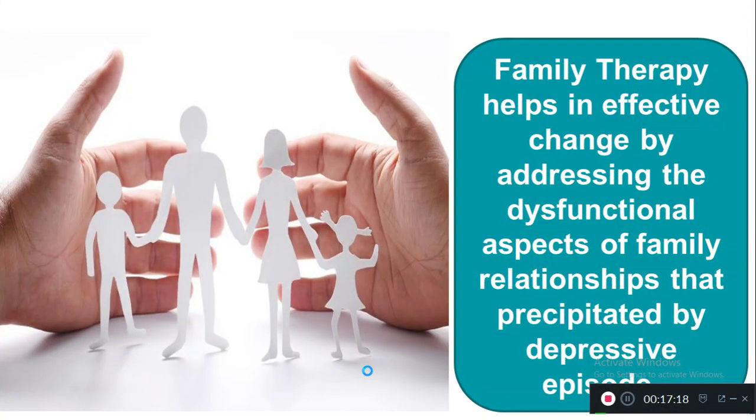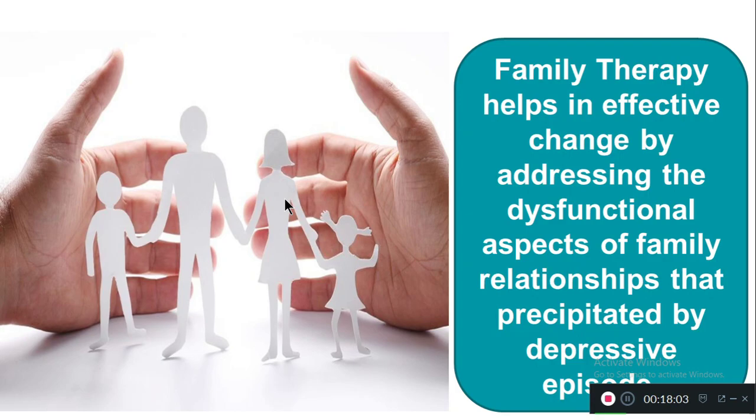The next one is family therapy. Family therapy is very important because depression not only affects the individual, it affects the whole family. So family therapy helps in effective change by addressing the dysfunctional aspects of family relationships. The family therapist focuses on resolving the depression which is affecting the whole family. Steps are also taken to prevent depression from transmitting from one family member to another, because mood is very easily contagious from one person to another. So these things are done in family therapy.